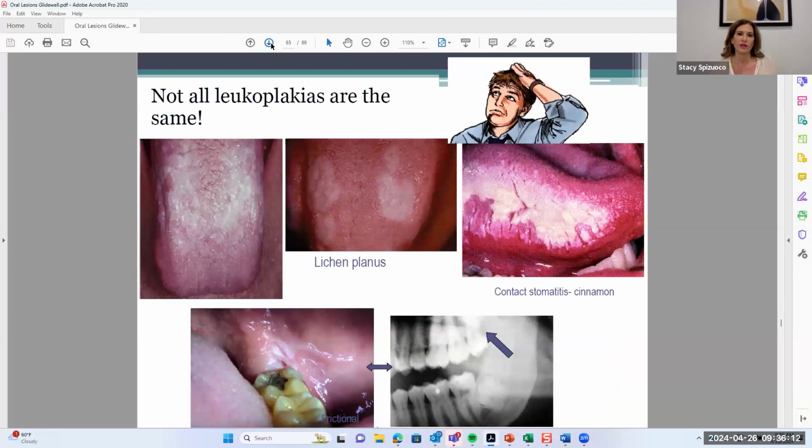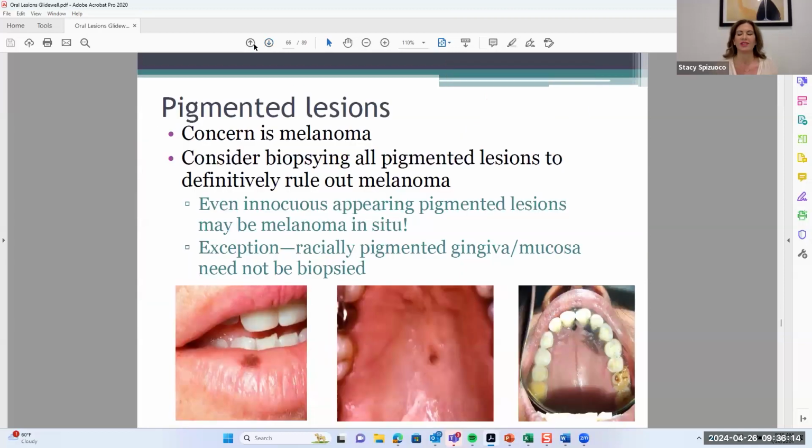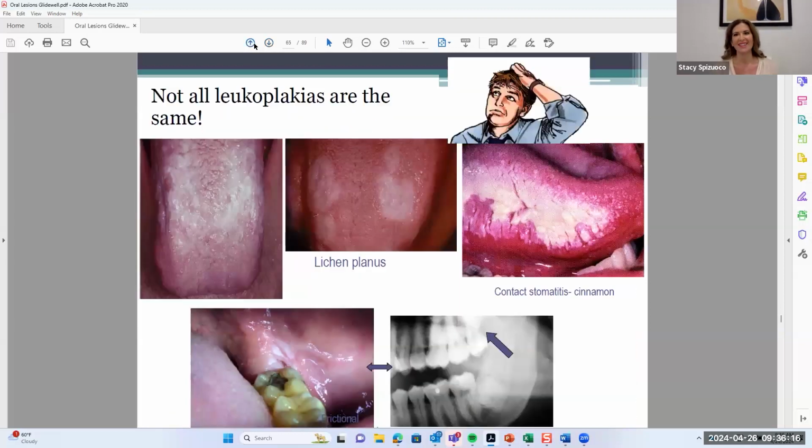The next slide over there is on the side of the tongue. Sorry, that one. Next picture. Thanks, Nicole. This is like a contact stomatitis, just from the patient putting cinnamon on their tongue. The bottom there is like cheek biting. So those are white patches, but we need to take a history of what the patient did to rule out if we need to biopsy and if it could be something serious.